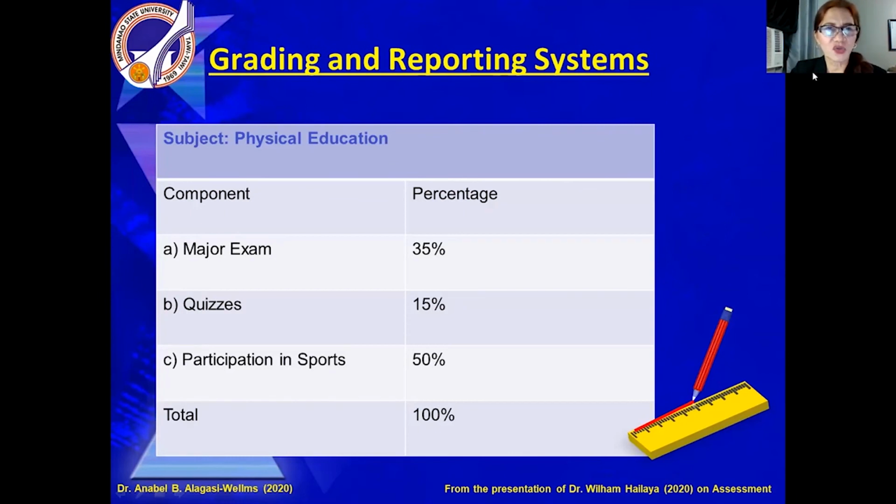Okay, I'm not very sure what's your standard, so let me just show you an example of the standard here. This example is on physical education. I'm not very sure if you're teaching PE, but the subject is PE or physical education. The components to be considered in assessment are major exam, quizzes, participation in sports. Percentage based on standard, this is either designed by the school or decided by the teacher. Major exam is 35%, quizzes 15%, participation in sports is 50%, with a total of 100%.